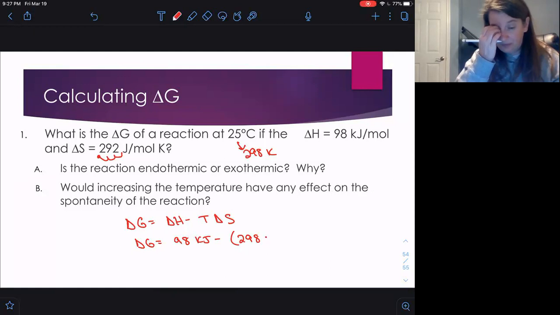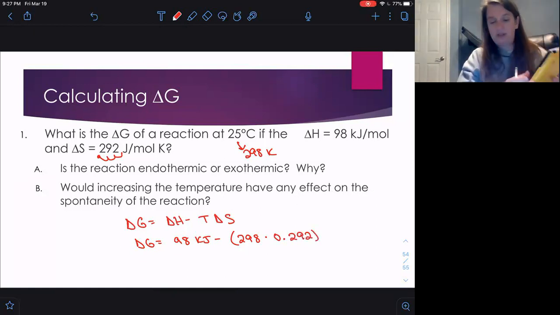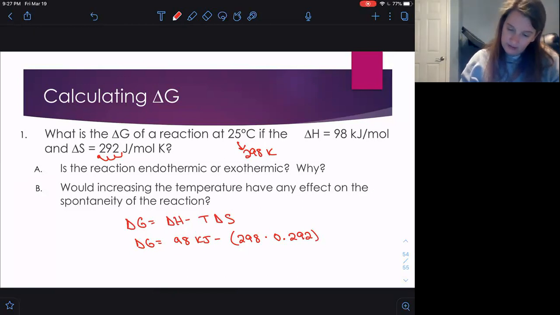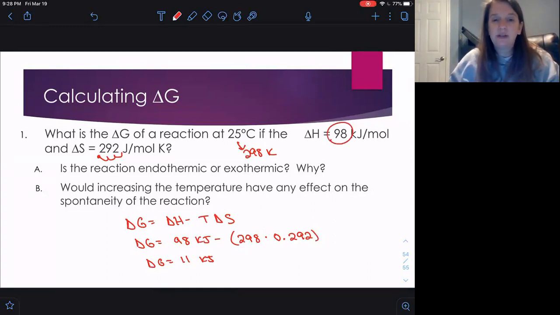times 0.292. So let's take a look at what this is. 98 minus 298 times 0.292. And we get a delta G that is equal to 11 kilojoules. 2 sig figs because of this 98 here. Okay, so 11 kilojoules. Now we have 2 questions to answer.